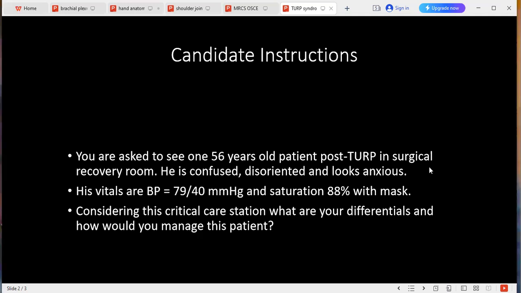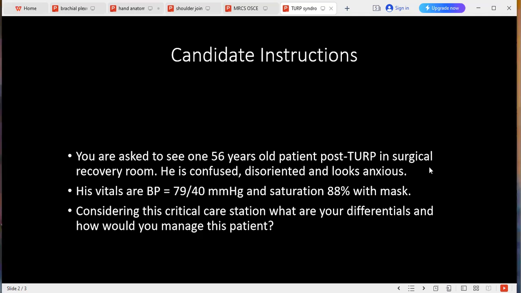How would you make sure that oxygen saturation rises because it's 88% with the mask? So I think he is having some kind of hypoxia that could be secondary to, as this is the post-surgical patient, post-therapy patient, hypervolemia, hyponatremia, or that could be due to acute myocardial infarction as well. So what would be your provisional differential diagnosis that you'll consider?